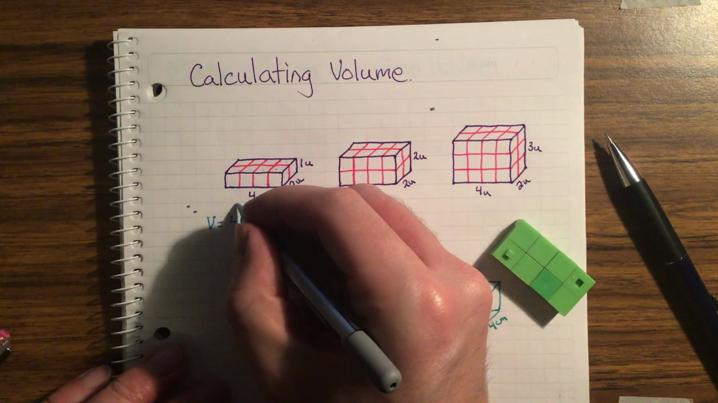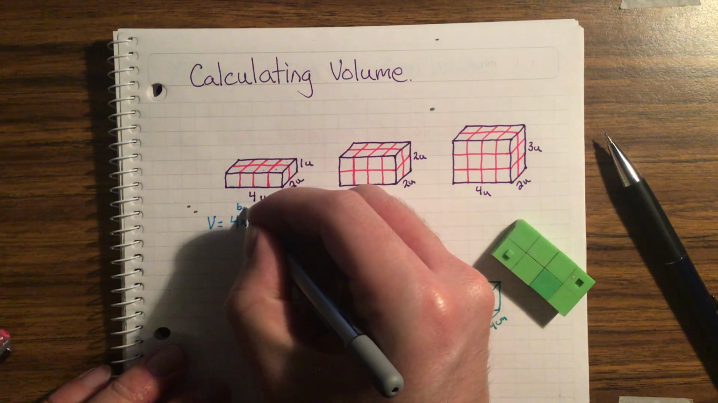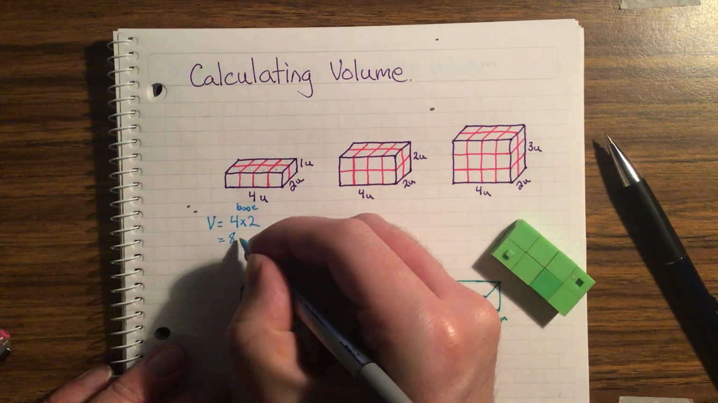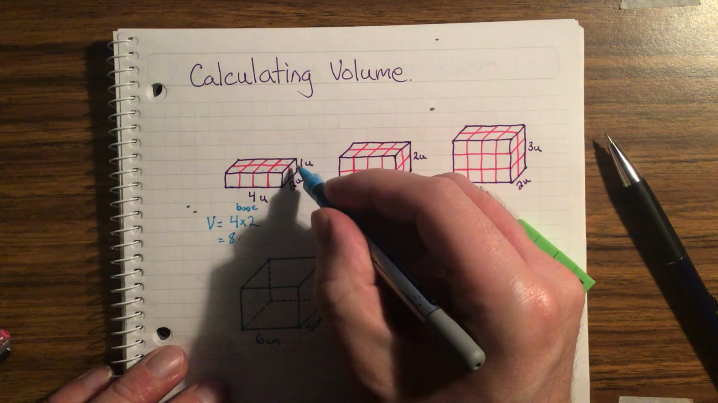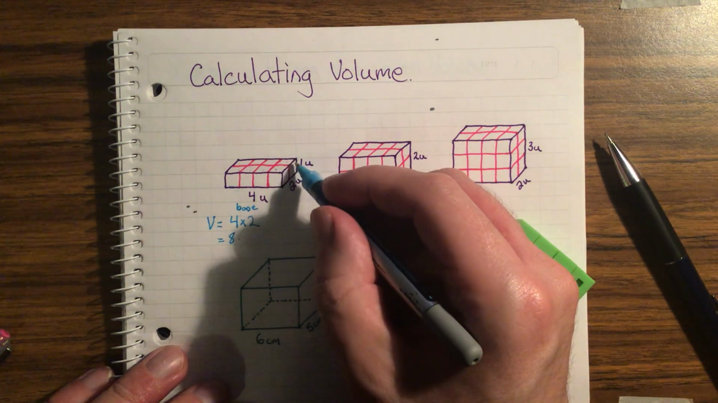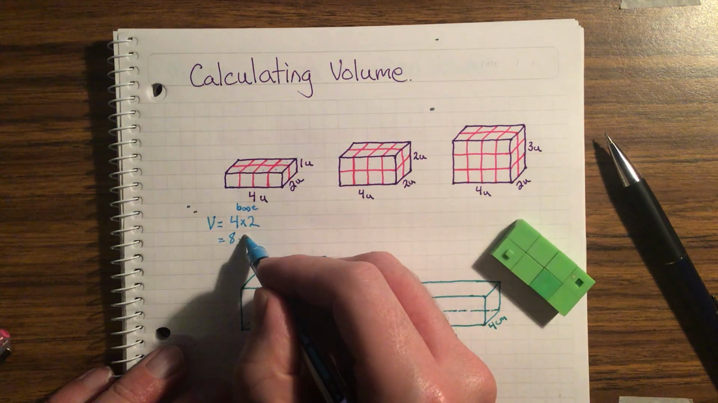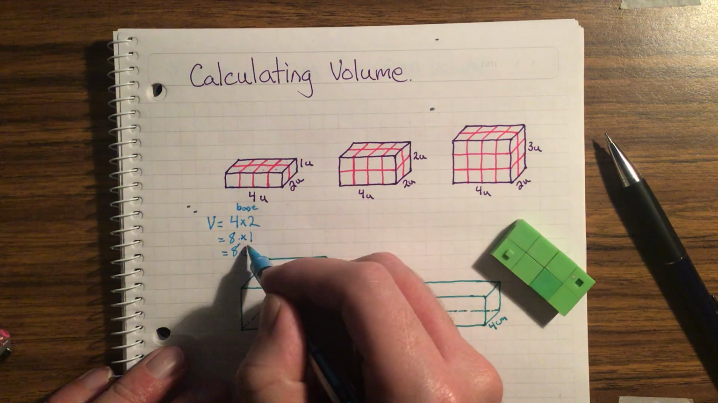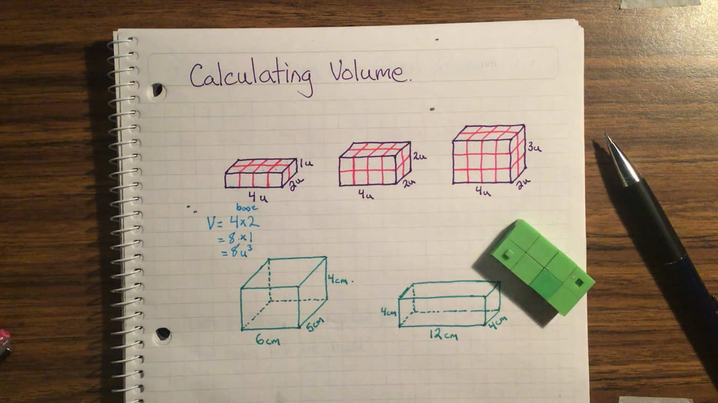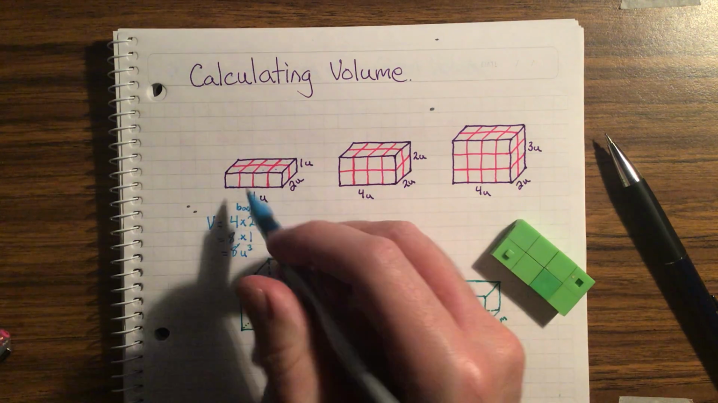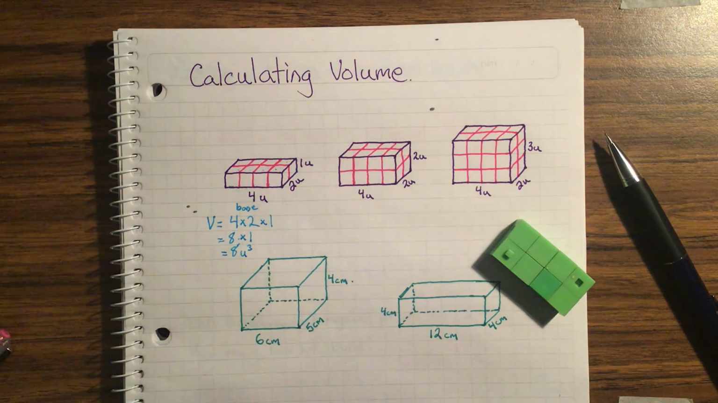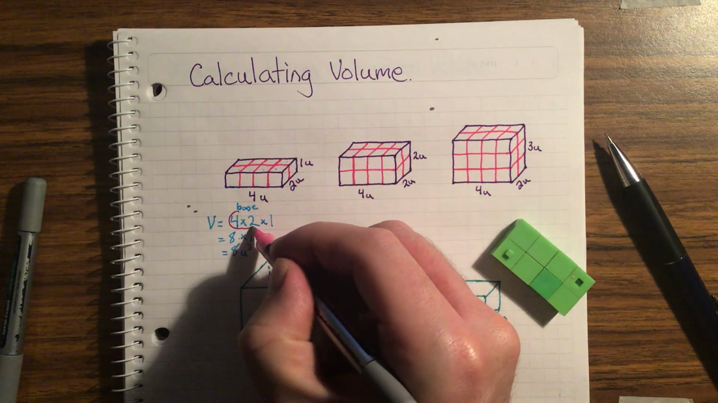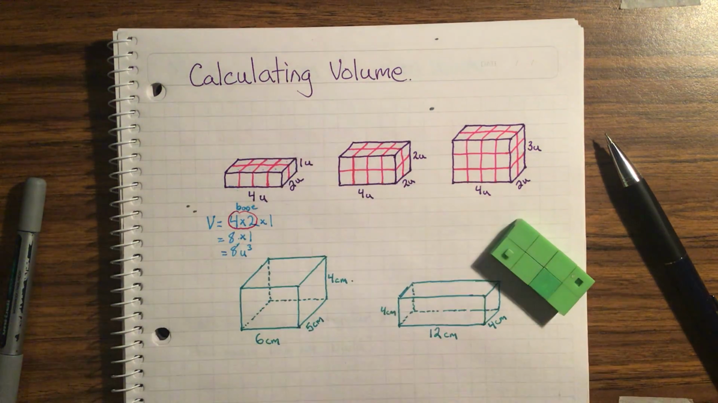This is called my base. That's equal to 8 cubes. Now this is only one layer tall, so I take my 8 and I multiply it by 1 to get a volume of 8 units cubed. So I take my base area, my base shape, which is 4 times 2, and it's one layer tall.